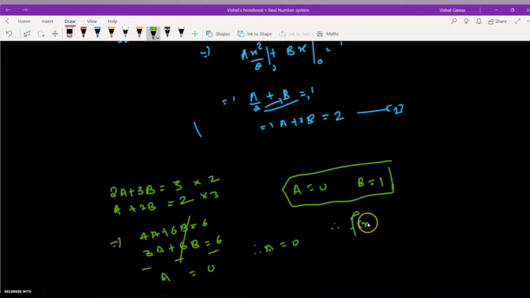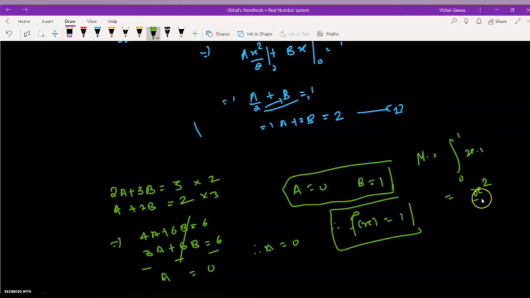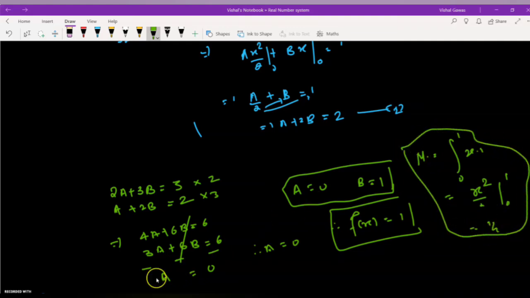Therefore, what do I get? My function f of x is just x. If I look at the mean right now, just to verify, the mean would be the integral from 0 to 1 of x into 1, which is x square by 2, from 0 to 1, right? So that's it.